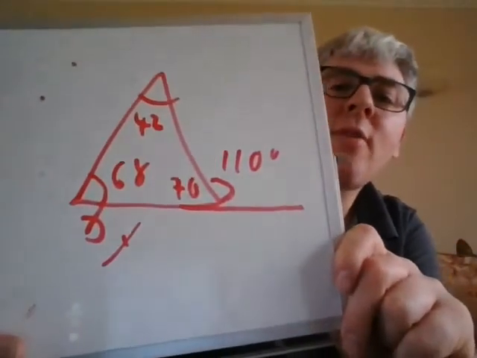Yeah, pretend that I didn't put the 68 there. 70 and 42, 70, it's got to be 70 and 110, it gives you 180. And 70, 42 and 68 also add up to 180.